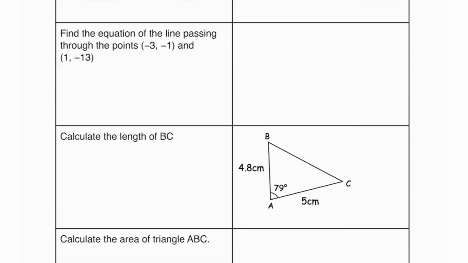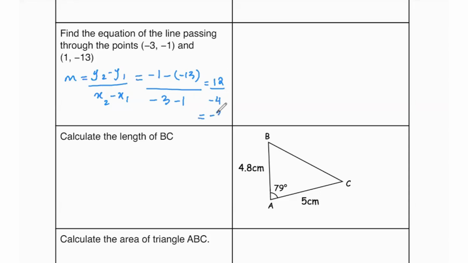Next question says, find the equation of the line passing through the points (-3, -1) and (1, -13). So first you find the gradient of the line joining these 2 points. The formula is y2 minus y1 over x2 minus x1. So -1 minus -13 over -3 minus 1, which is -1 plus 13 is 12, -3 minus 1 is -4, and that's going to give us -3.